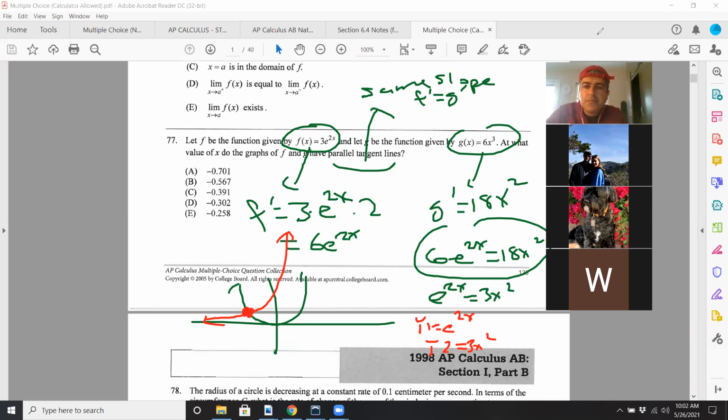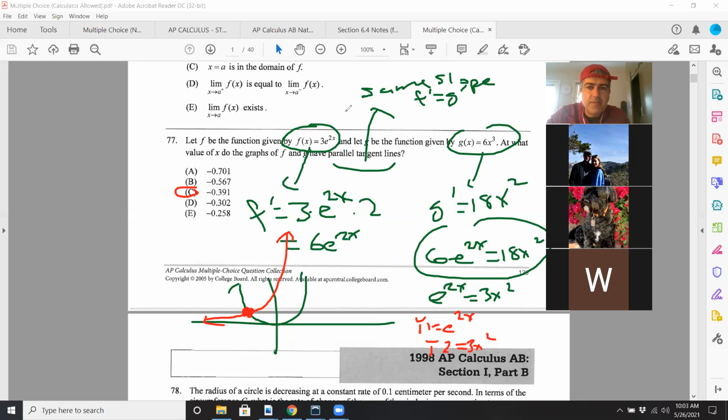Okay. Actually, let me do it on my other device here. Desmos. e raised to the 2x. y equals 3x squared. Yep, -0.391. Good work, Connor. Thank you for sharing that.